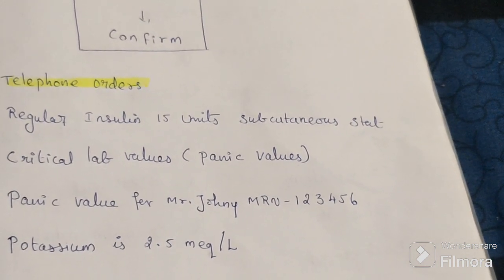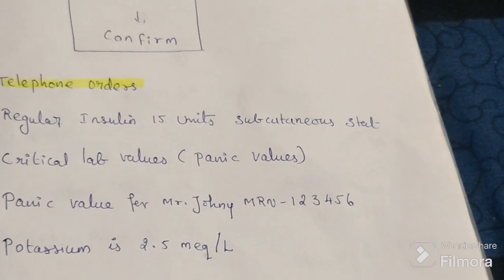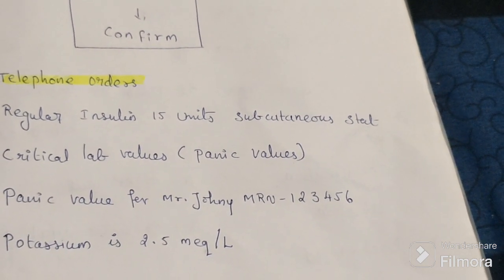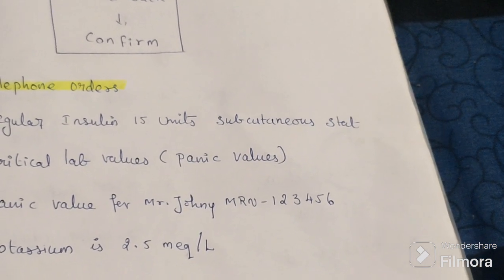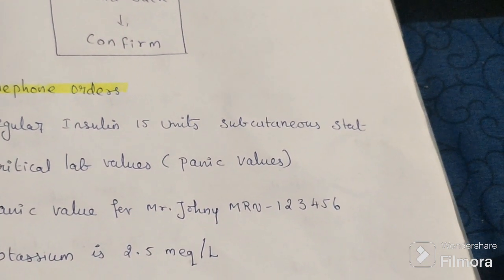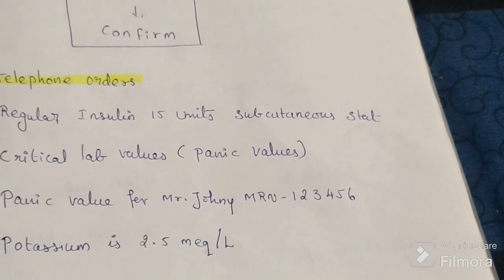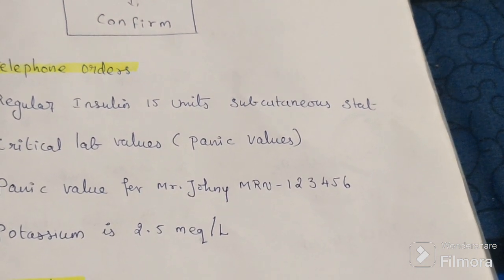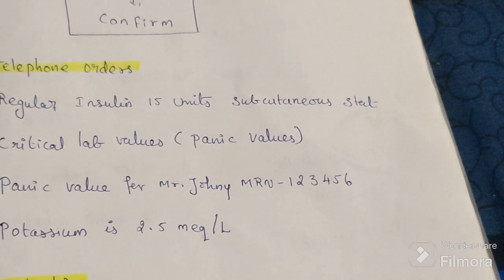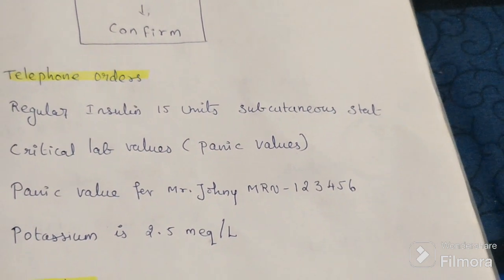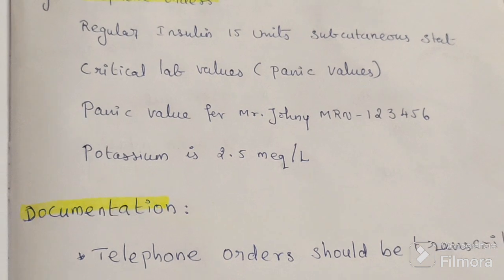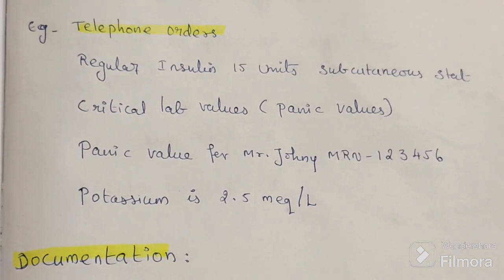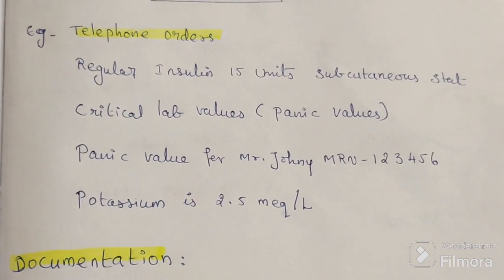Doctor, that is Mr. Johnny, MRN 123456, regular insulin 15 unit subcutaneous stat. Then you are reading back. The doctor has to listen to that and reply back, yes nurse, you are right, you have to give regular insulin 15 unit subcutaneous stat. Second one is critical lab value or panic value.